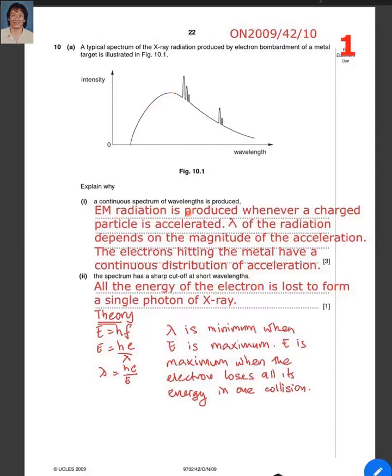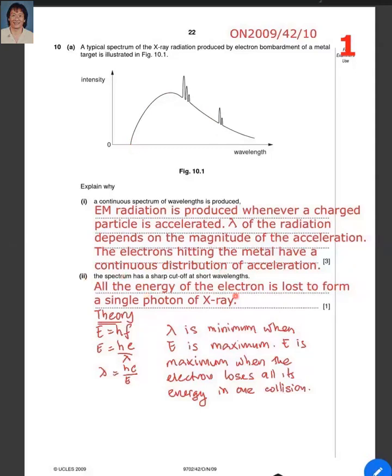Electromagnetic radiation is produced whenever a charged particle is accelerated. The wavelength of the radiation depends on the magnitude of the acceleration. The electrons hitting the metal have a continuous distribution of acceleration. Then part 2, the spectrum has a sharp cut-off at short wavelength, referring to this point here. So this is part 2. Part 2 is referring to this part.